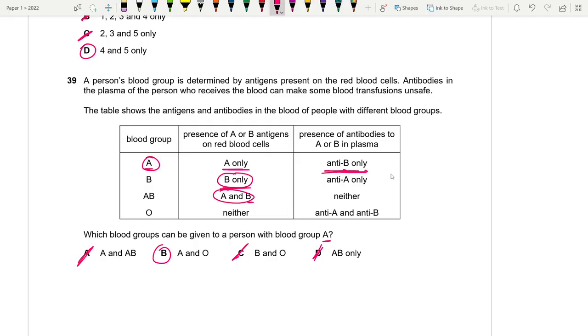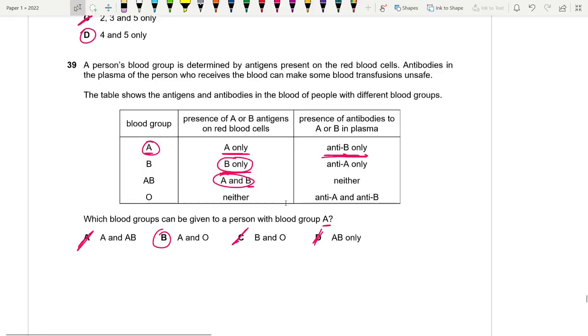Okay, 39 is B. AB can receive blood from anyone because it doesn't have any antibodies. O can receive blood from only O. A can receive blood from A and O. B can receive blood from B and O. Okay, that's the logic. But according to this graph, B cannot receive blood from A and AB because it has anti-A antibodies, which may react with the antigens. And A can only receive from A and O, because it has anti-B antibodies, which would react with the B antigens it would receive from the donor.